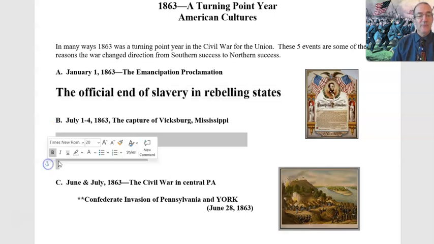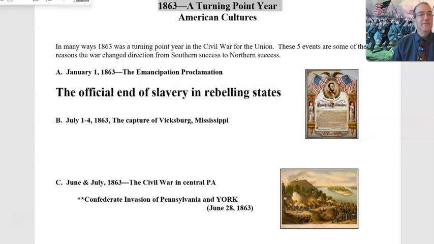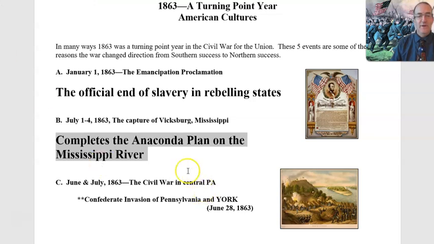We spent a little bit of time with war in the West on Friday, and well, when the Union Army under General Grant captures Vicksburg, Mississippi, that's pretty much completing the Anaconda Plan on the Mississippi River. One of our goals of the Anaconda Plan was to capture the Mississippi, and we pretty much have it by the time we take Vicksburg in June and early July 1863.